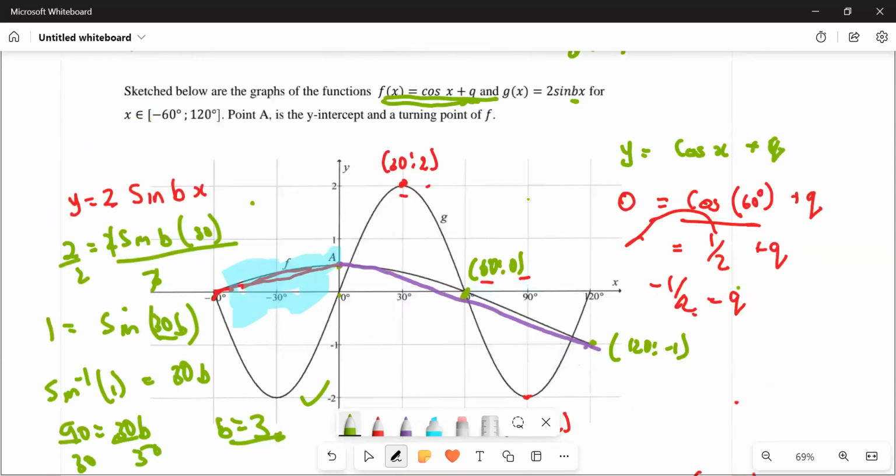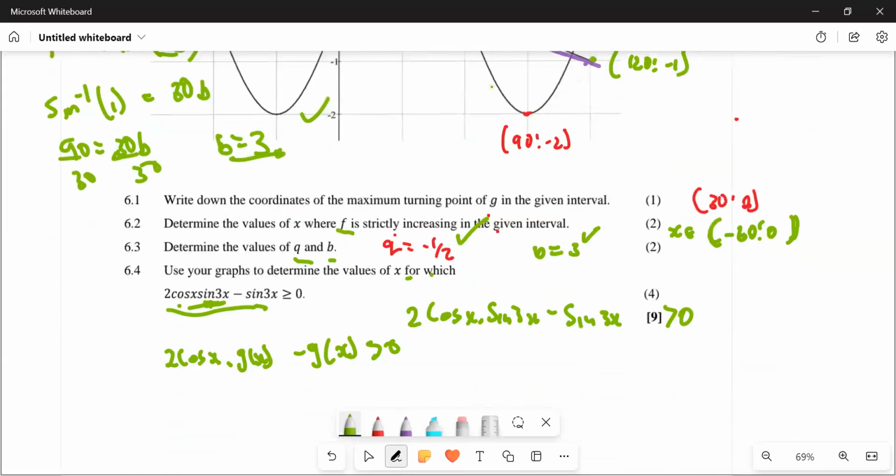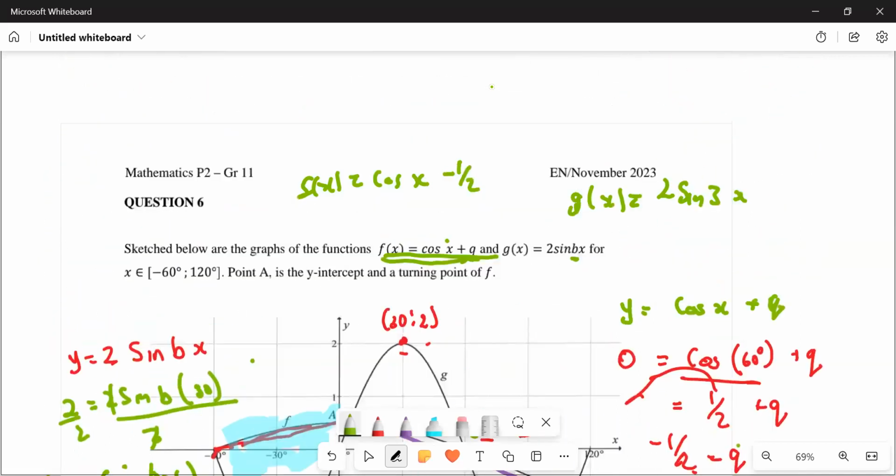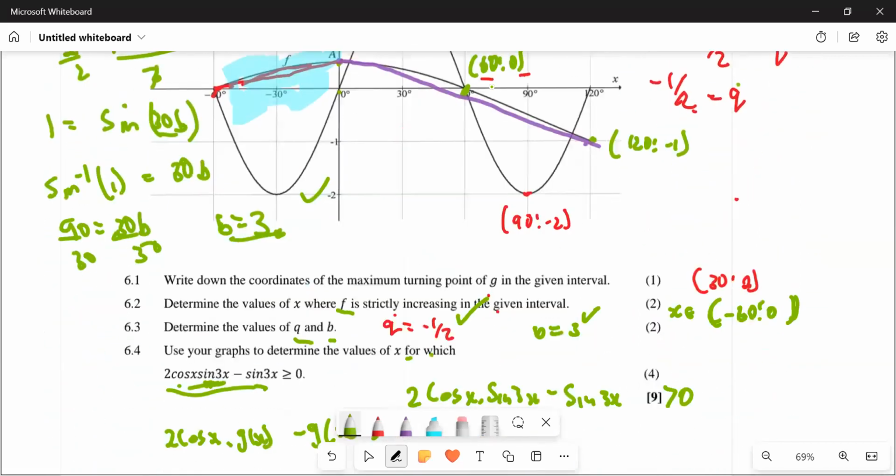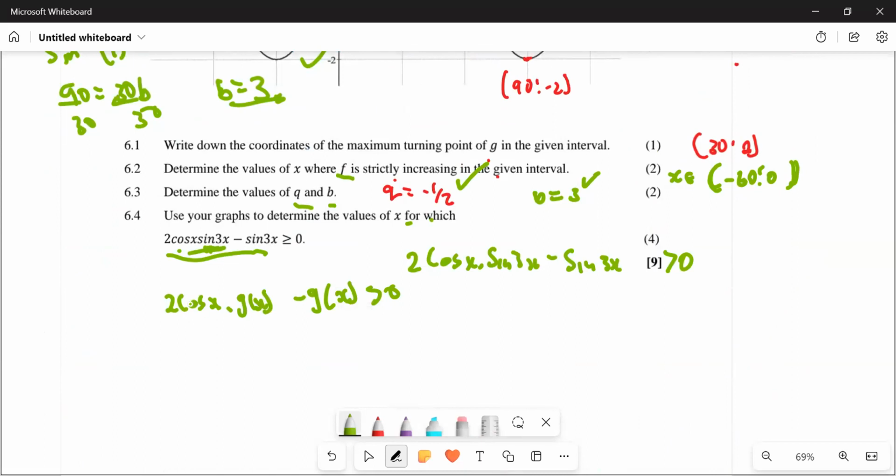Now, if we wanted this to be like this, how would it be? Look at this here. I can show you this thing here. If I take this 2 and put it here, I have g of x.